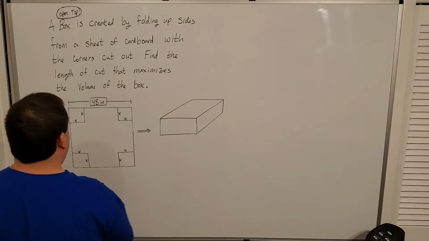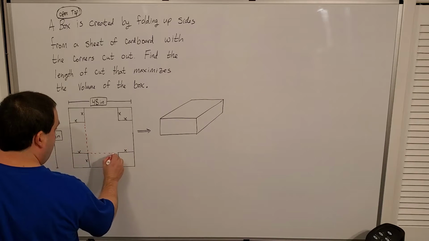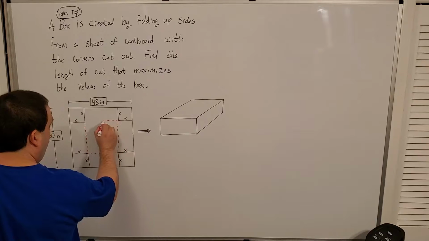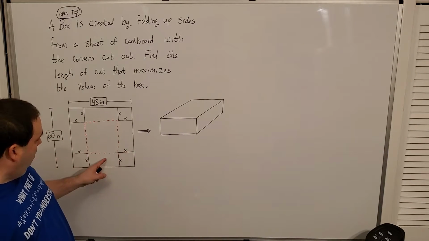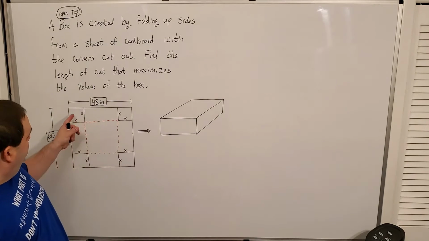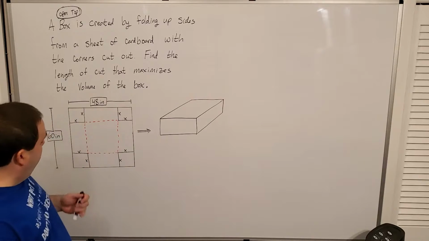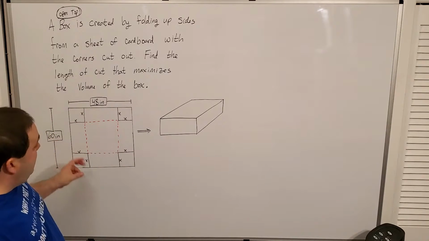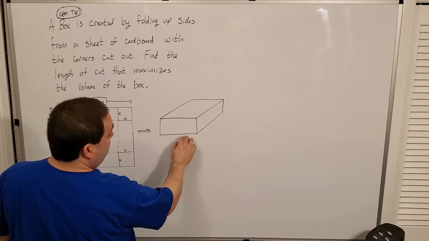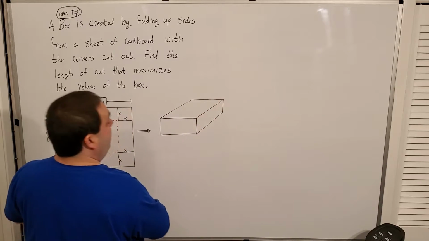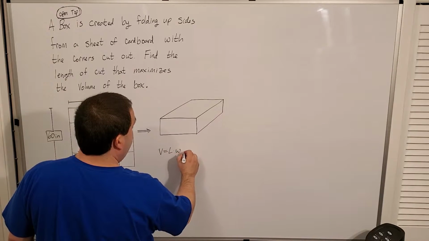So if you look really carefully, what's happening is inside of these dotted lines here is what will become the bottom of the box. So I have a wall, a wall, a wall, a wall, and a bottom, and then these pieces are just thrown away. And then they fold it up, okay? So what I need is to find the volume of this box. Well, the volume is going to be length times width times height, right? Volume is length times width times height.